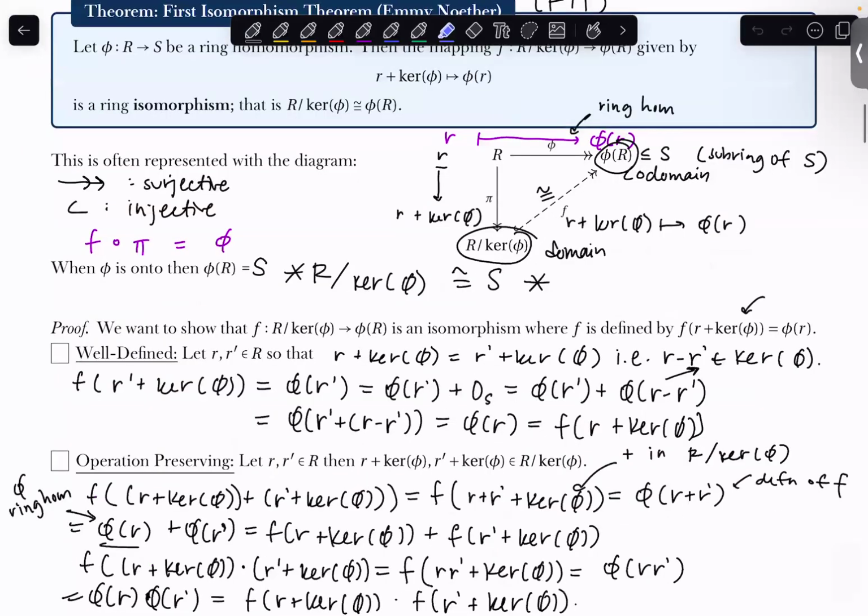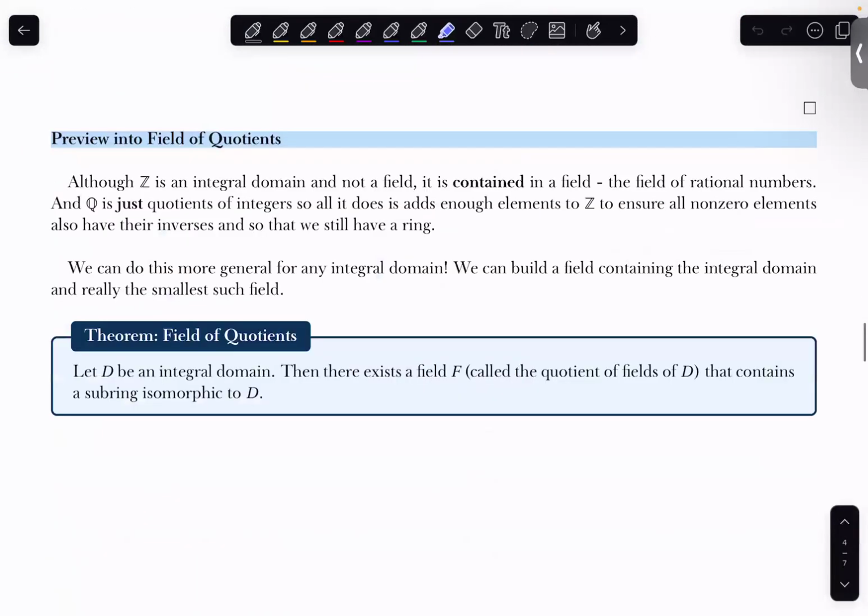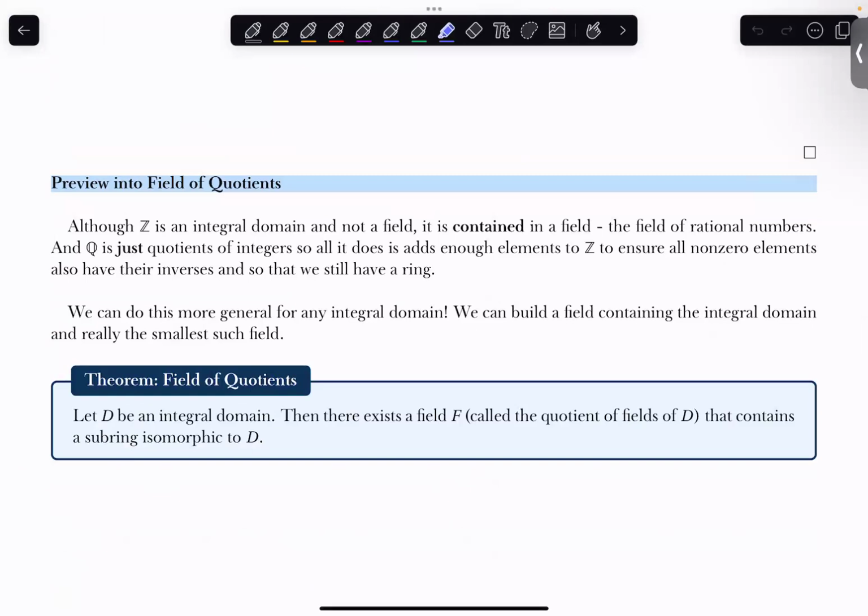At the very end, I said something like there's a preview into fields of quotients, which I wrote up a packet on, and I'm still trying to decide if we actually want to go through talking about this or if I'll just make this a handout that you can read if you're interested. The idea behind it is pretty interesting, but we're not going to use it very often. But maybe by the end of class, I'll have decided if we're actually going to go through this entirely or not.